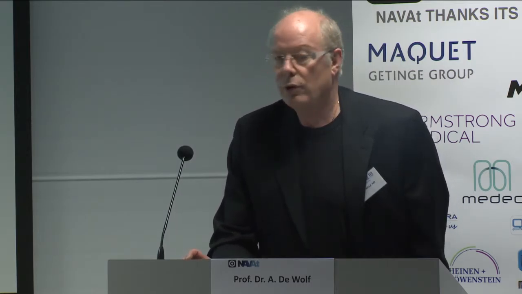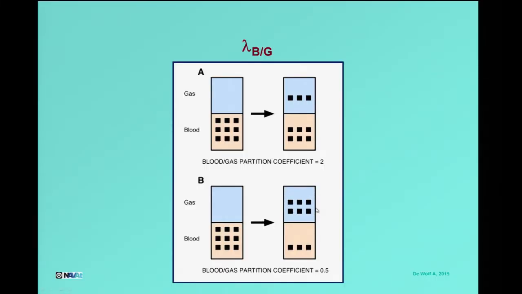If you do that with a blood gas partition coefficient of 0.5, then it's the opposite. 6 parts of the vapor will go to the gas phase, and 3 will remain in blood. It's clear from just looking at it that a gas with a low blood gas partition coefficient will be cleared much better.